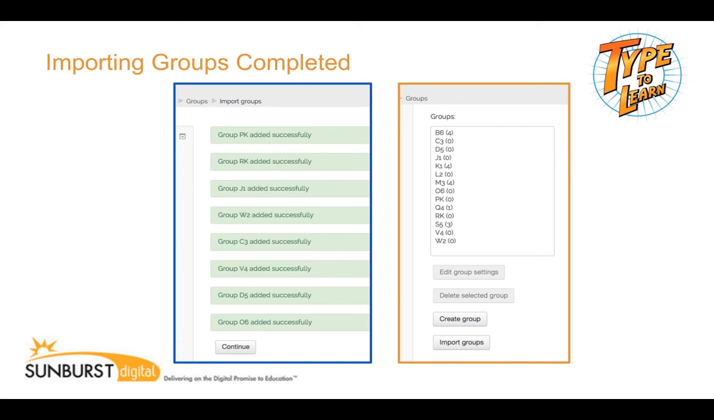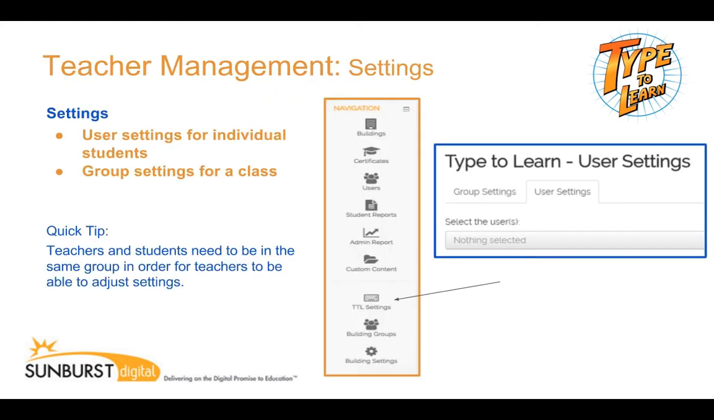Once you have created your groups and imported your users, the next role in teacher management would be settings. From the home screen, you're going to scroll down to the icon that says TTL Settings. And from this screen, you can edit both group settings, so an entire class of students, or one individual student's settings. A quick reminder, teachers and students need to be in the same group in order for teachers to be able to adjust settings.